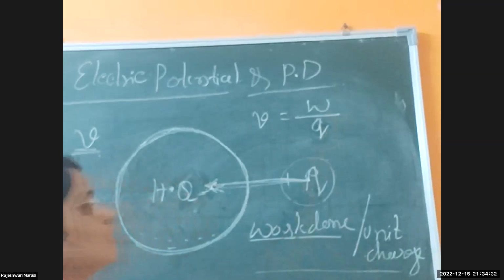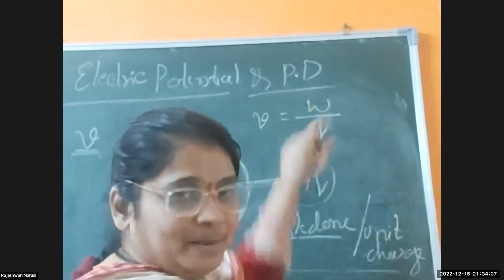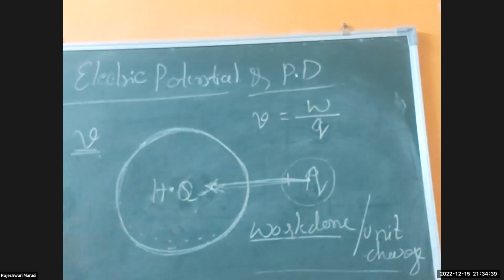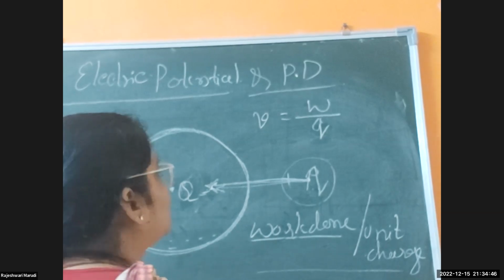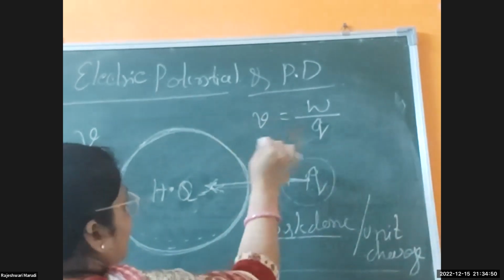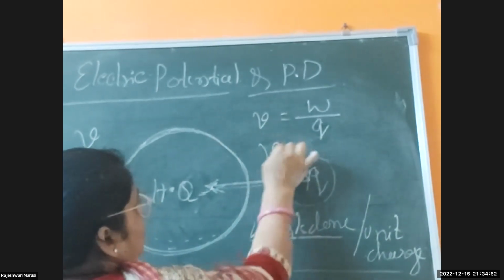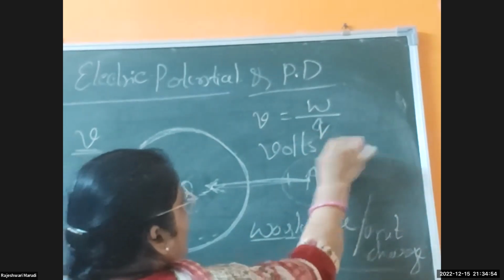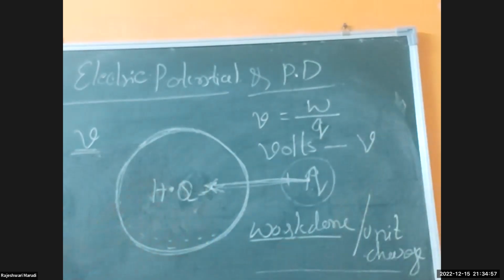So I can represent it: V is equal to W by Q, where W represents work done and Q is the charge. And the SI unit of the electric potential is what? The volt. The SI unit of electric potential is the volt, and it is represented by the letter V.